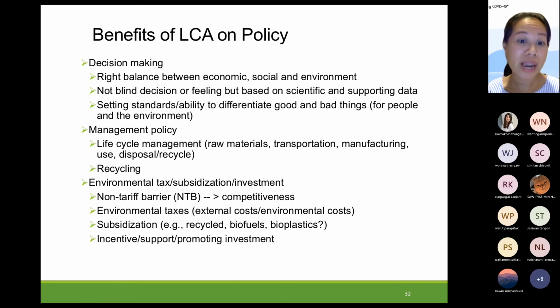And also the environmental tax. The LCA can show the government how to calculate the tax charge for the product based on the information of the LCA. It's like an environmental cost. If high impact, maybe high tax charge, right? And if low impact, maybe they get an award or a lower tax from the government, something like that. These are the benefits of the LCA in policy terms, right?